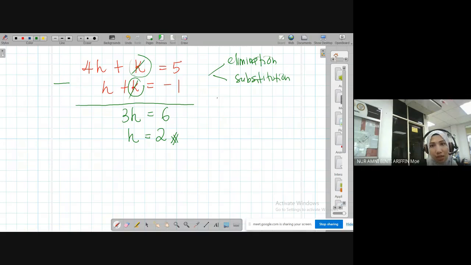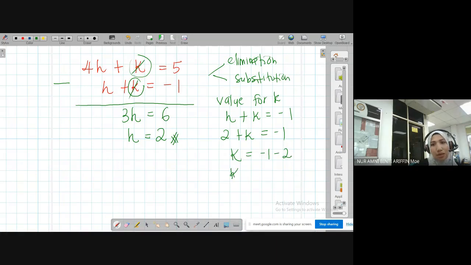So to find the value for k, just replace h in the equation. So h plus k equal to -1. So h is 2, plus k equal to -1, and then k equal to -1 minus 2. So k equal to -3. Magic. Mathematics kan magic. Okay.